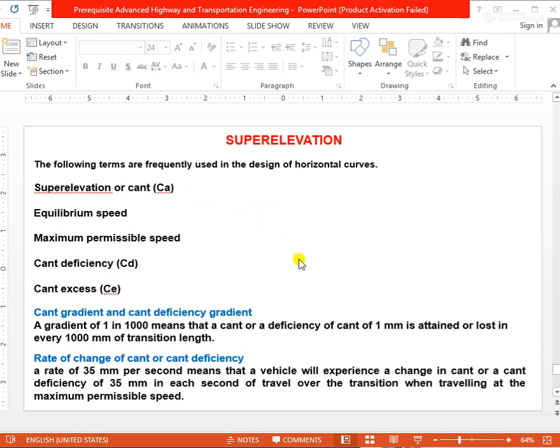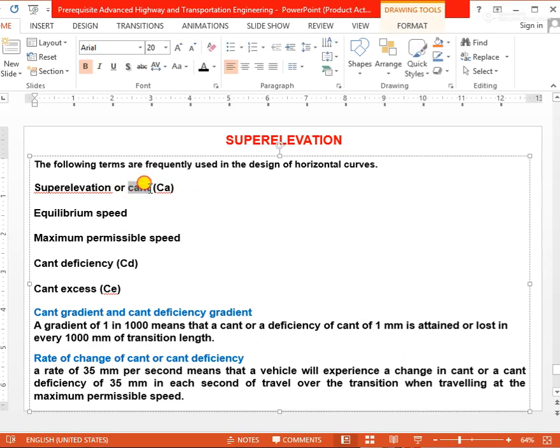Okay, now the super elevation. As you know, you already have an idea what super elevation is from your highway engineering, but some terms are used under super elevation in railway engineering. You should know these terms, and the following terms are frequently used in the design of horizontal curves, like super elevation or cant.